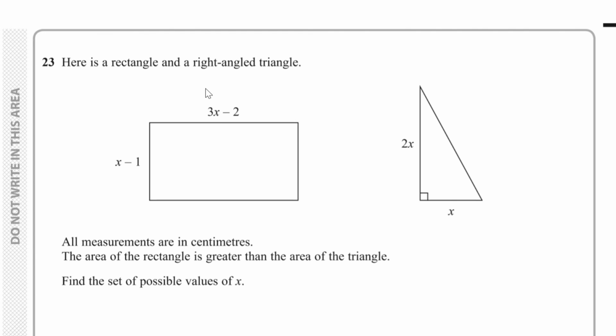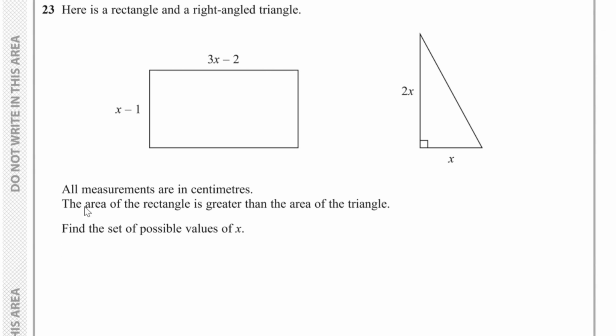Question 23. Here is a rectangle and a right-angled triangle. So the rectangle has dimensions x minus 1 and 3x minus 2, and the triangle has dimensions x and 2x, the measurements are in centimeters, and the area of the rectangle is greater than the area of the triangle, we have to find the set of possible values for x.